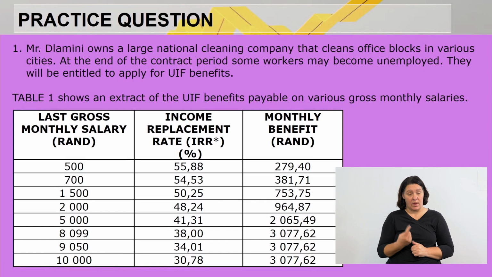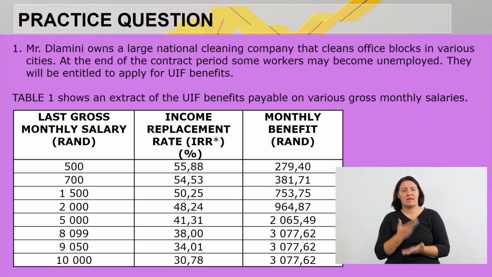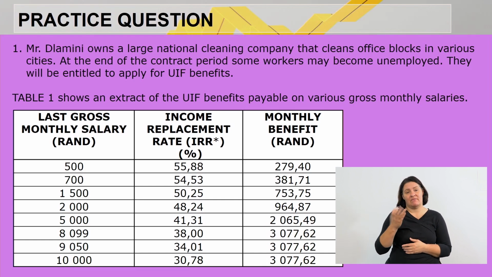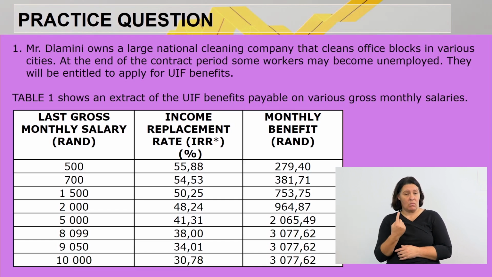In question number 1, Mr. Dlamini owns a large national cleaning company that cleans office blocks in various cities. At the end of the contract period, some workers may become unemployed. They will be entitled to apply for UIF benefits. Table 1 shows an extract of the UIF benefits payable on various gross monthly salaries.